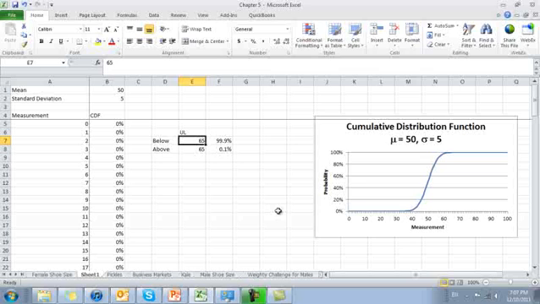Let's try another number like 42. You see the probability of finding the score below 42 is 5.5%. So above is 94.5%. And the entire probability is always going to add up to 100% because that's the probability of finding it somewhere on the planet. Notice here they add up to 100%.